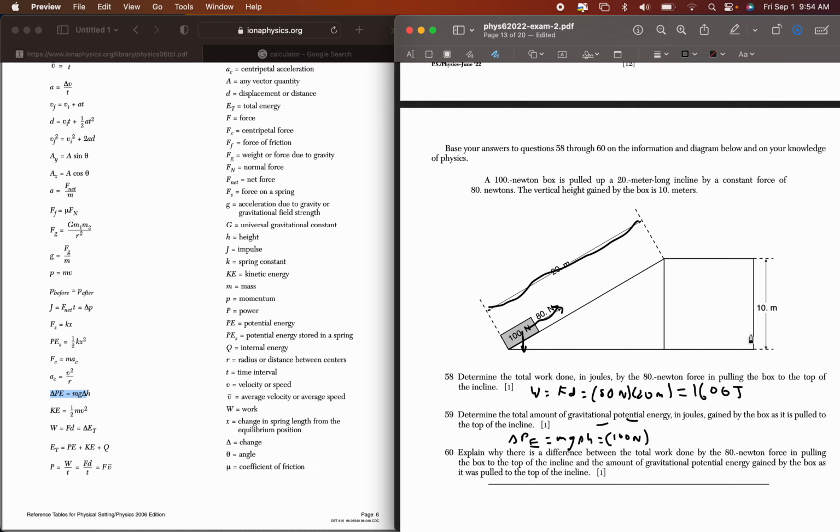Times the change in height. What's the change in height? Well, we assume this is 0, so 0 to 10 is 10. Right? So then we get, let me fix that, is equal to 1,000 joules. So this is the potential energy, right?